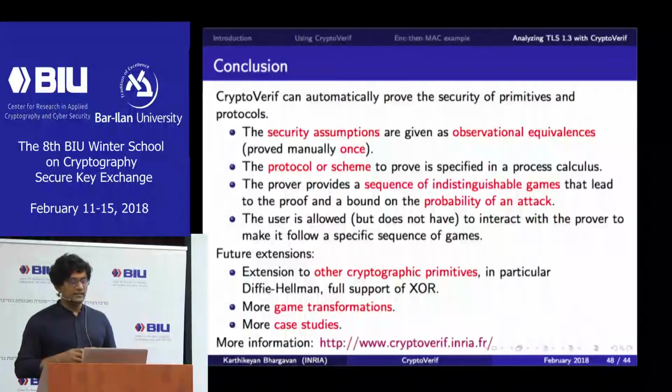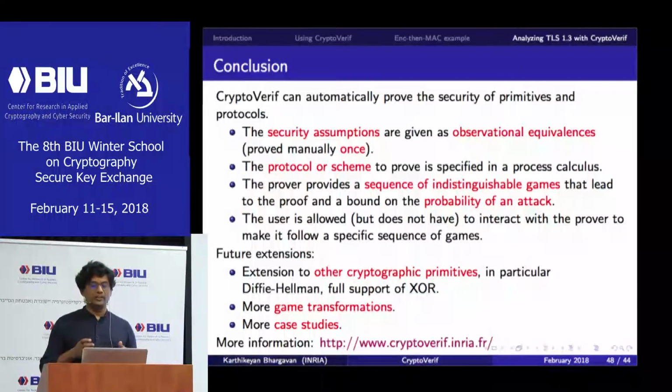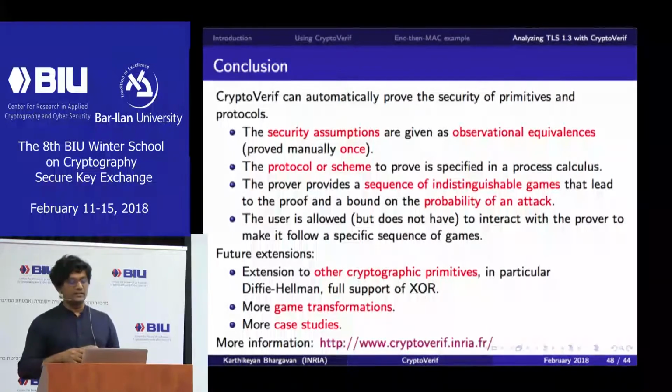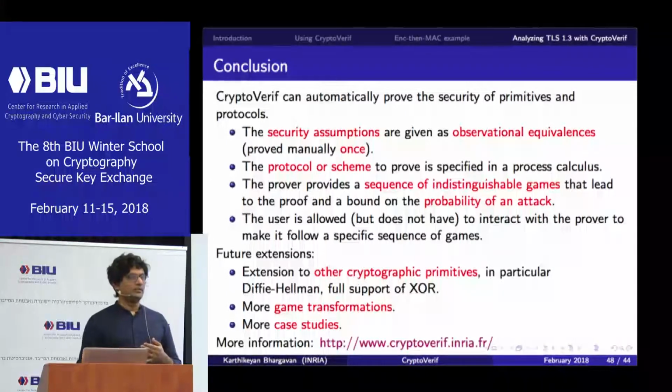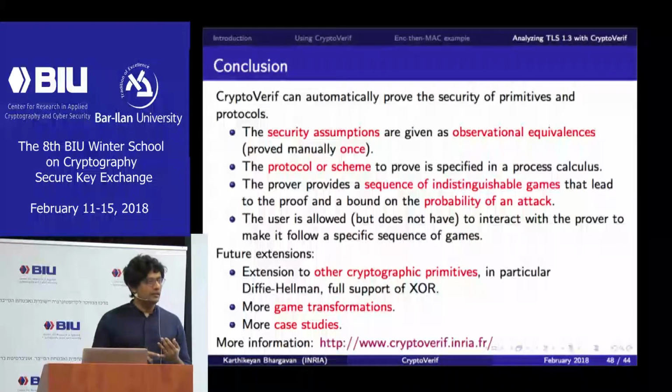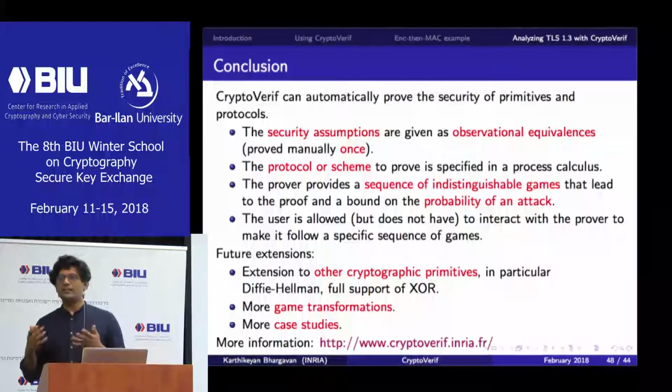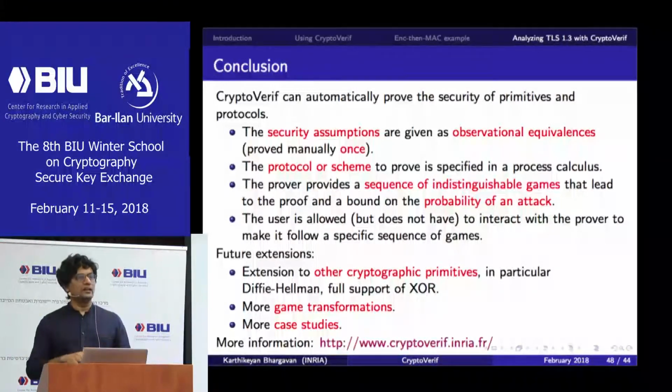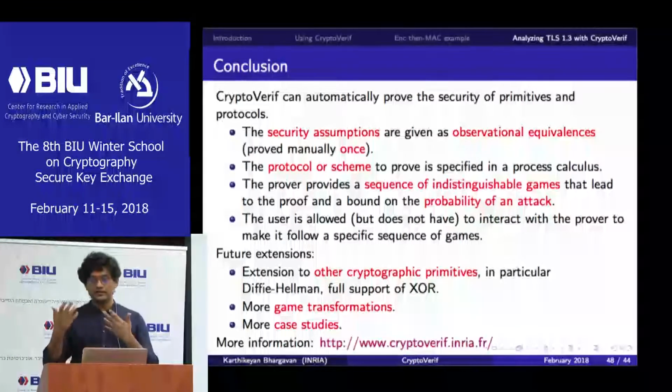And it does do Diffie-Hellman and so on, but we also want to add other primitives, including the full support of XOR, which is not fully supported yet, and more transformations, more case studies, and so on. So we've used CryptoVerif to do a reasonably complete proof of Signal and of TLS 1.3. So we think it's ready for modern protocols, but we haven't done a number of other things which you might be interested in. So I'm looking forward to discussing what you might want to prove in it.